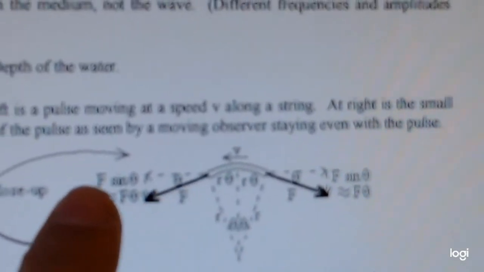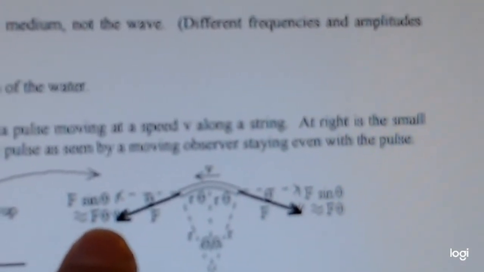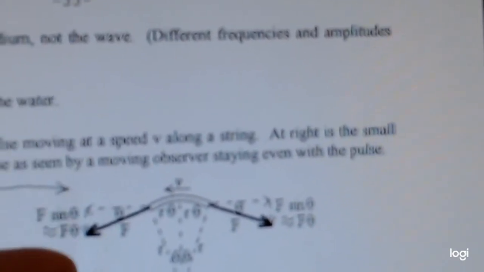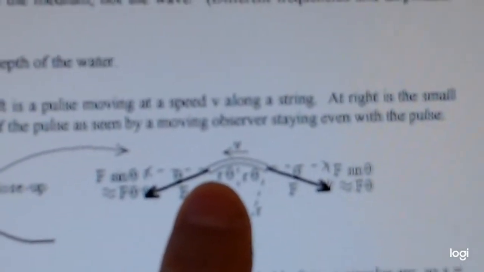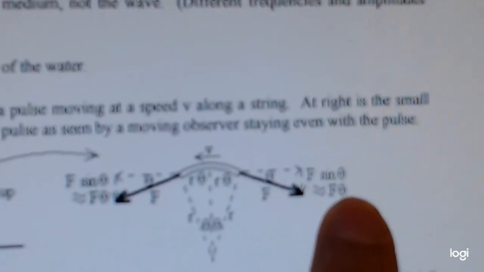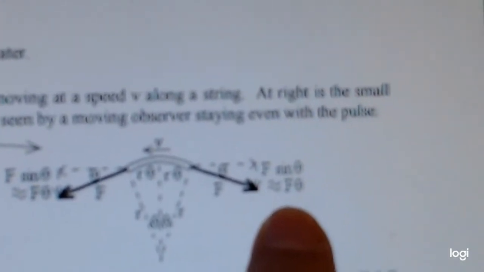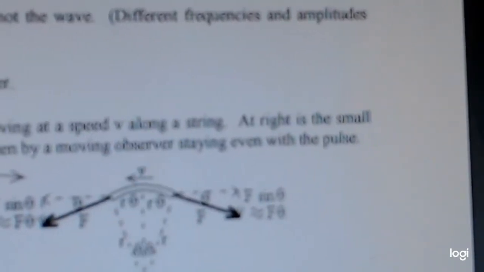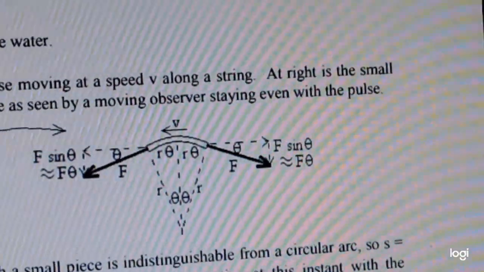And for small angles, sine theta is approximately equal to theta in radians. So we've got a downward component on this end of our little piece that's equal to F times theta, and a downward component on the other end also equal to F times theta. So altogether, 2F theta pulling downward, and I'll write all that out in a moment.